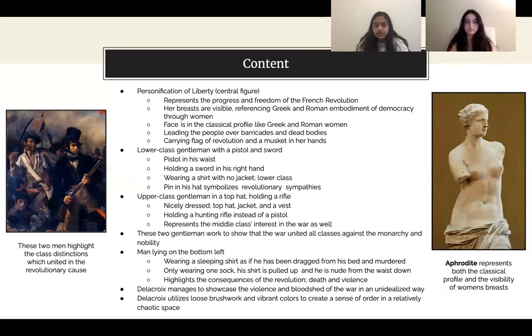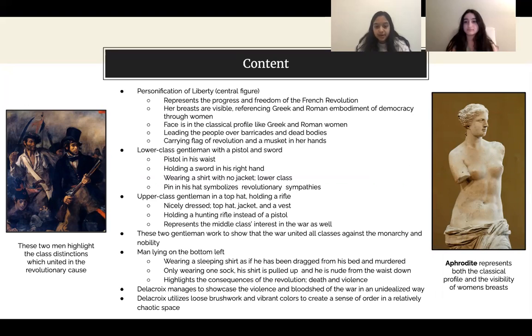Her breasts are visible, referencing Greek and Roman embodiment of democracy through women, and her face is in the classical profile like Greek and Roman women, both of which is represented by the sculpture on the right, which is Aphrodite, and she represents both the classic profile and the visibility of women's breasts.